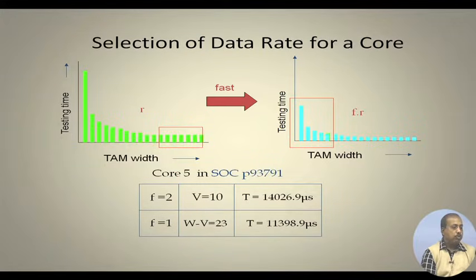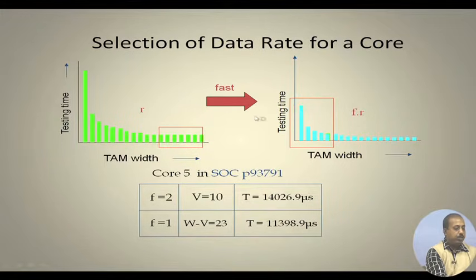So, how can we do this selection? Suppose we have got this Pareto optimal distribution, as we are increasing the TAM width. This is the test time, at R data rate, so it happens to be like this. If the testing is done faster, then we see that this test time reduces significantly.